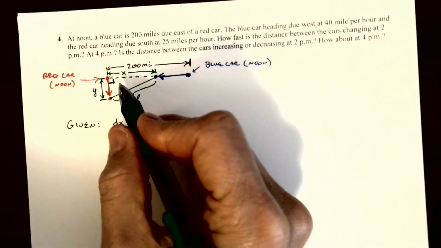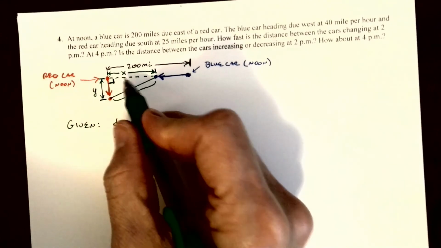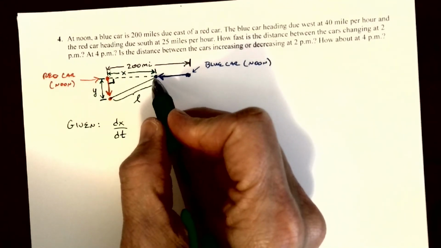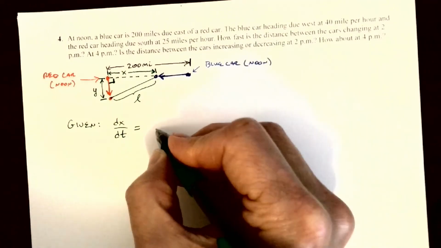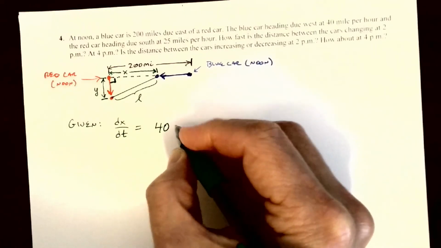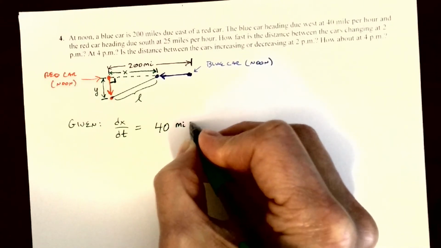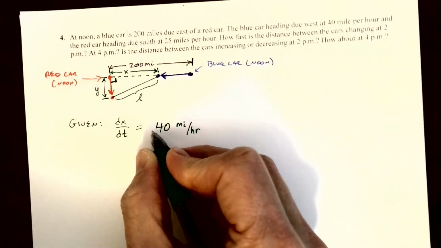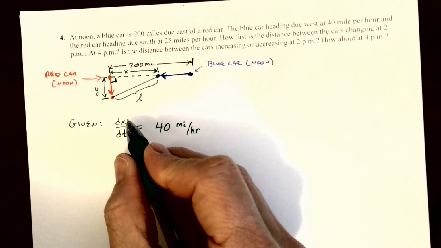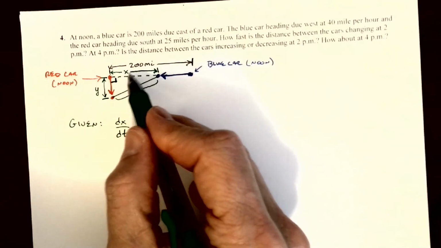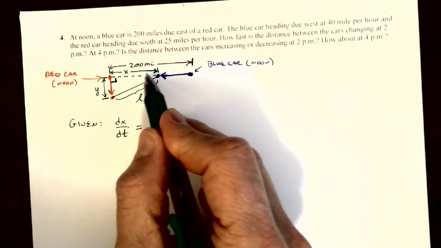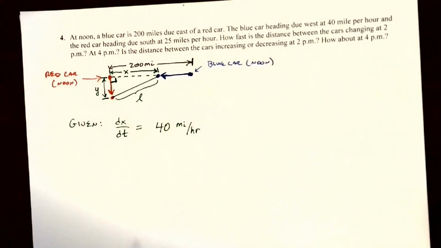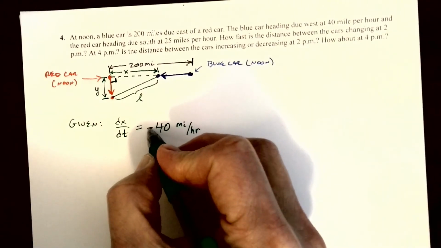Let's talk about dx dt. What's dx dt? Well, that rate of change is going to be equal to the speed that the blue car is traveling, which of course is 40 miles per hour. But I want you to look at the picture. Should this be negative or positive? Remember, this is the rate of change of x. X is this length. What's happening to this length, x? Is it getting smaller or is it getting bigger? It's getting smaller, so we need a negative sign there.